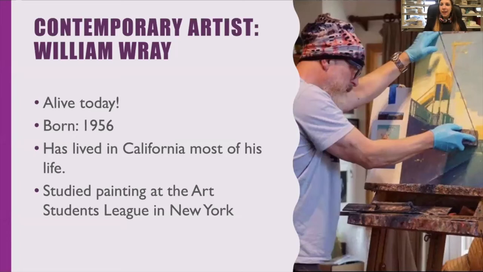And the second contemporary artist, or the third artist overall, that I want you to study is William Ray. I really like this artist quite a bit, so I definitely want you to spend some time researching him, and I hope that you are as inspired by his artworks as I am. He is actually alive today. He was born in 1956, and he has lived in California for most of his life. He studied painting at the Art Students League in New York. So he studied in New York, lives in California, lucky.